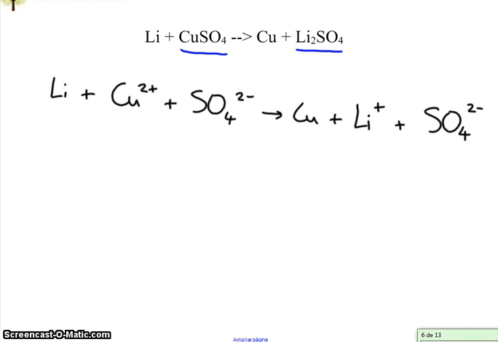I just want to make sure. Right, what have I done wrong there? How many lithium ions have come from there? 2, yeah, I've got 2 of them, so I need to make sure I put 2 in there.